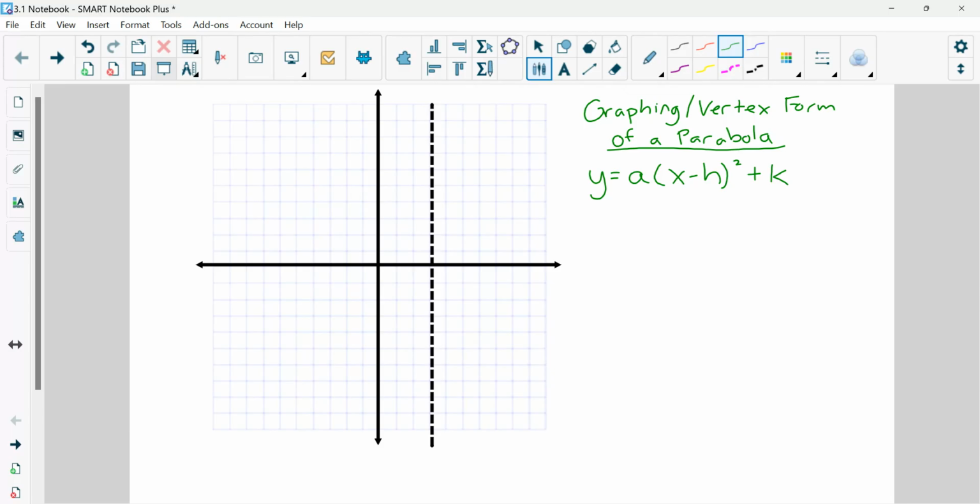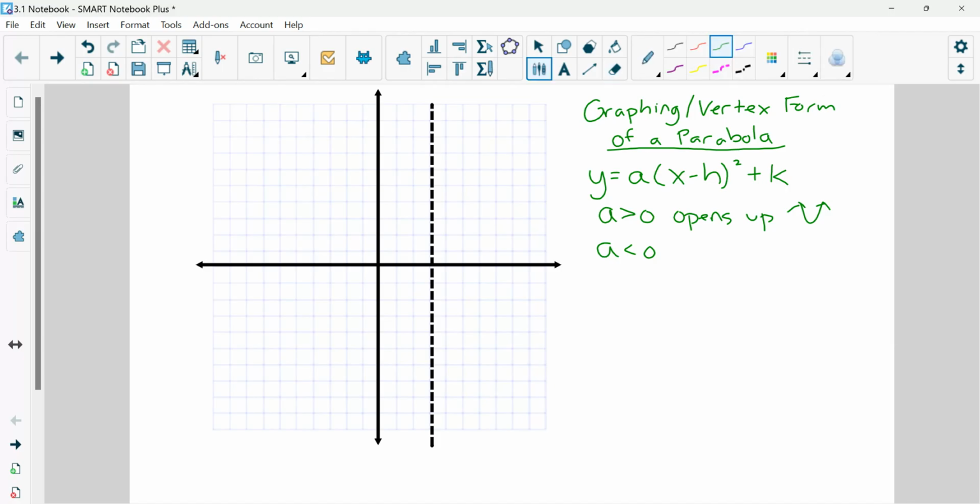So remember that a is what can vertically flip it over the x-axis or vertically stretch or compress. For what we're doing right now, we just need to know if a is greater than 0, the parabola opens up, which is going to look like a regular U shape. And if the a is less than 0, then our parabola is going to open down, which would be an upside down U.